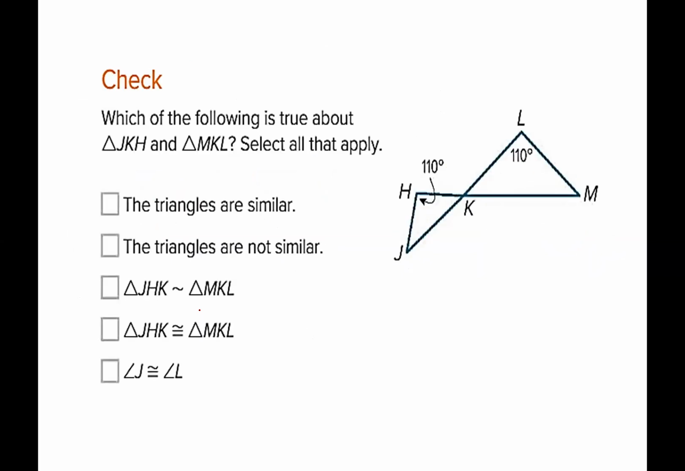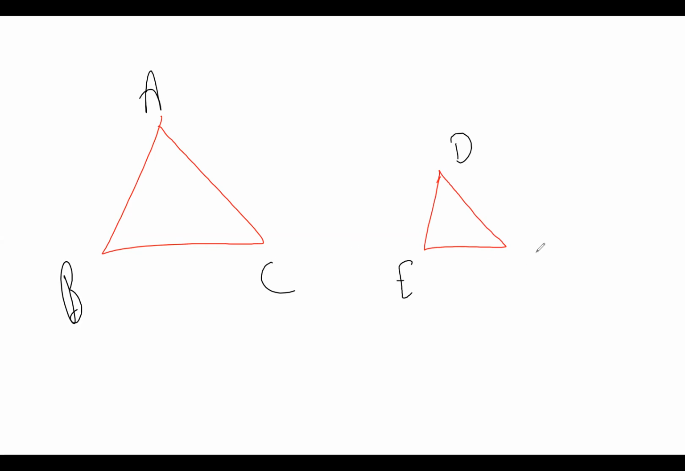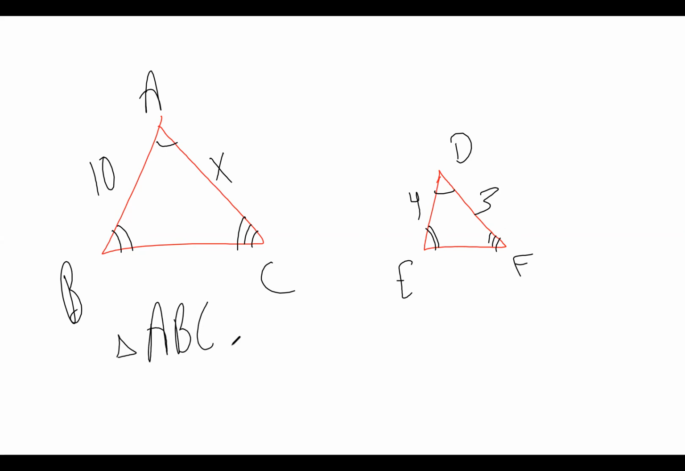Also, let's go to the sides. If he said these two triangles, ABC and DEF, are similar, he gave me the three angles that are equal first. If he gave you, this is 10, and this is 4, this is X, and this is 3, and he asked me about X. So what I have to do, first of all, for naming, triangle ABC, this sign for similar, triangle DEF. Because they are similar, the sides have to be proportional.